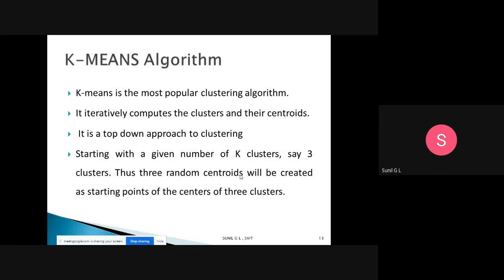So if you are selecting 3 as the k value, then identify 3 centroids. Three random centroids will be created as the starting points of the 3 clusters. I have identified the starting point: I want 3 clusters, so I identified 3 centroids.